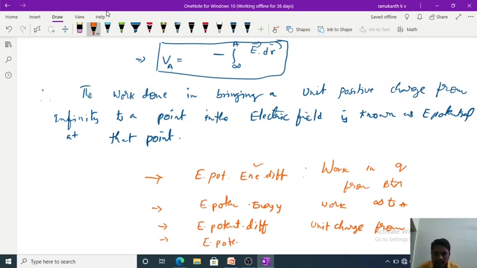What is electric potential? Work done in bringing a unit charge from infinity to A. So if you bring a charge Q from B to A, that is called the electric potential energy difference between B and A. If you bring a charge Q from infinity to A, that is called potential energy at point A. If you bring a unit charge from B to A, that is called electric potential difference between 2 points. If you bring a unit charge from infinity to a point A, you will get the electric potential at that point.